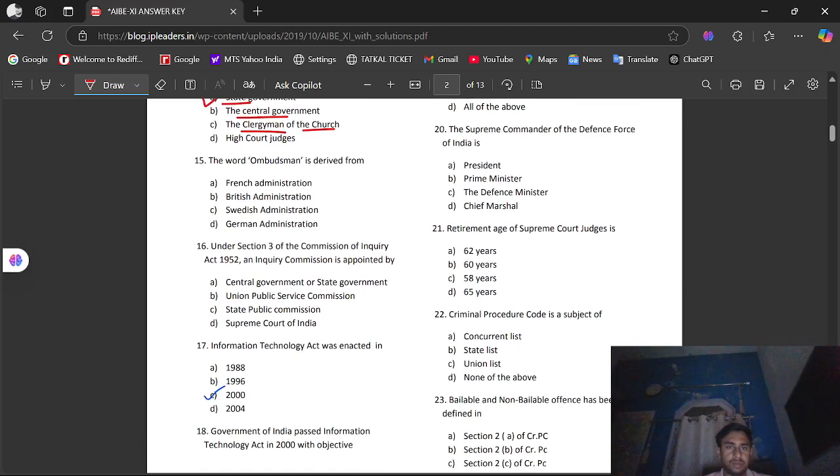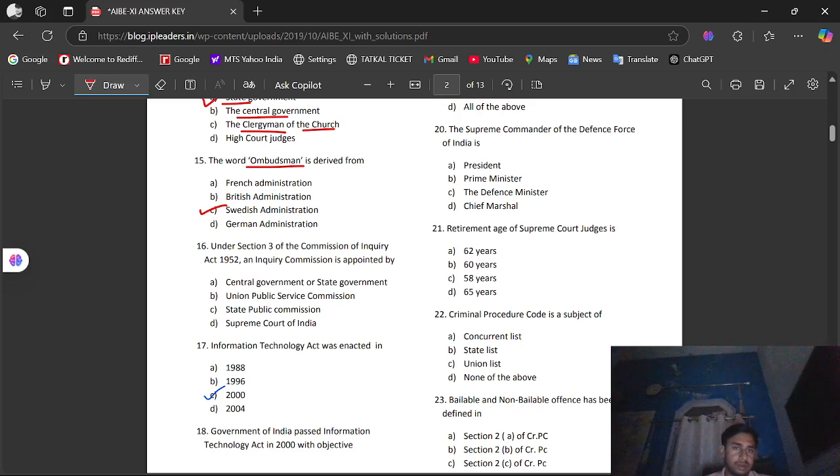Question number 15. The word ombudsman is derived from option A, French administration, option B, British administration, option C, Swedish administration, option D, German administration. And its right option is option C, which is Swedish administration.